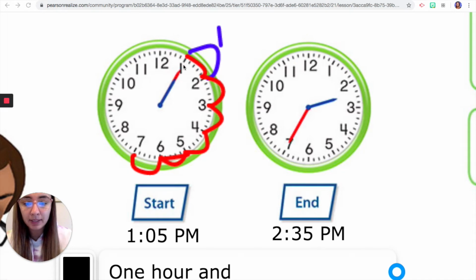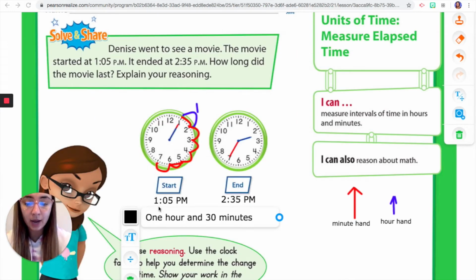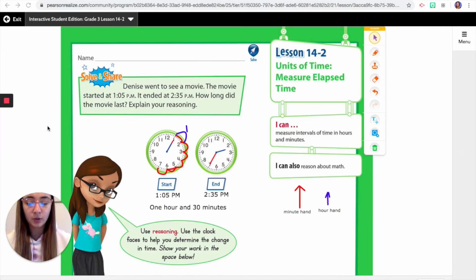Okay, so now that we've mapped it out, what we have to do is count by 5s. So we're going to go 5, 10, 15, 20, 25, 30. So now we know that 30 minutes have passed, so we can just add it to our sentence. So we saw that we had 1 hour and 30 minutes. So as we can see, our start time was 1:05 p.m. Our end time was 2:35 p.m. And we know that the movie lasted 1 hour and 30 minutes. Okay, so I hope that was easy to follow.